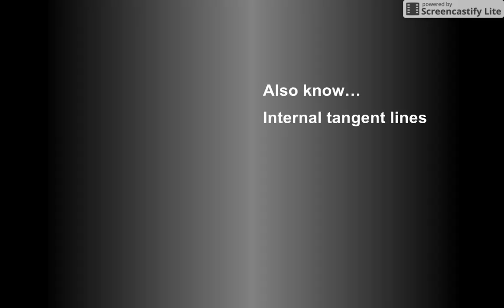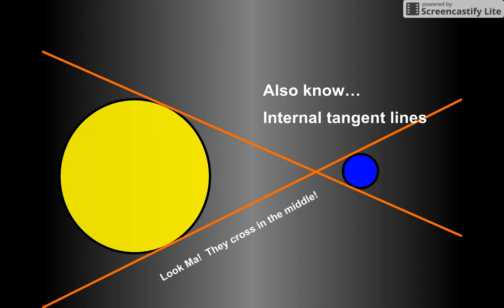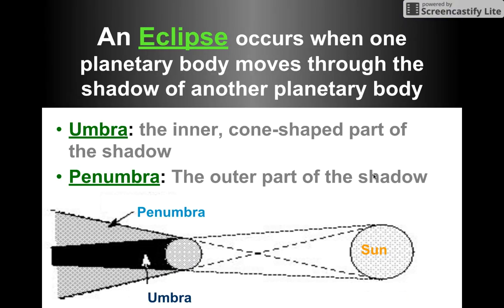The other type of tangent line that you need to know is an internal tangent line. These tangent lines will cross in the middle of the two objects. But they are still tangent lines because, I'll use the cursor, this orange line only touches that yellow circle right there and only touches the blue circle right here. But notice it goes in between the two objects. External and internal tangent lines.